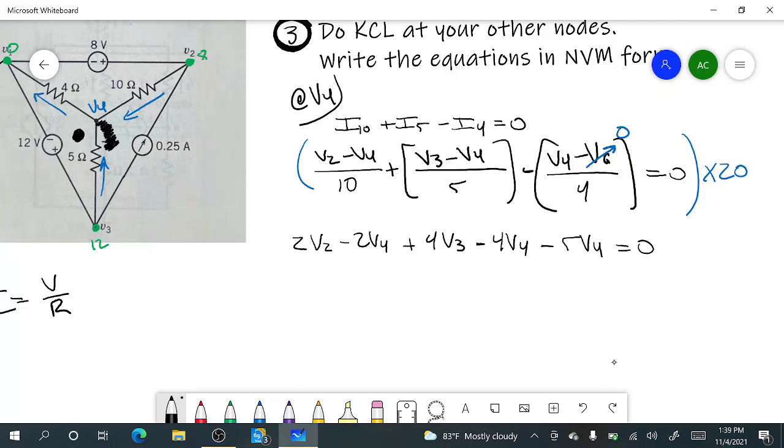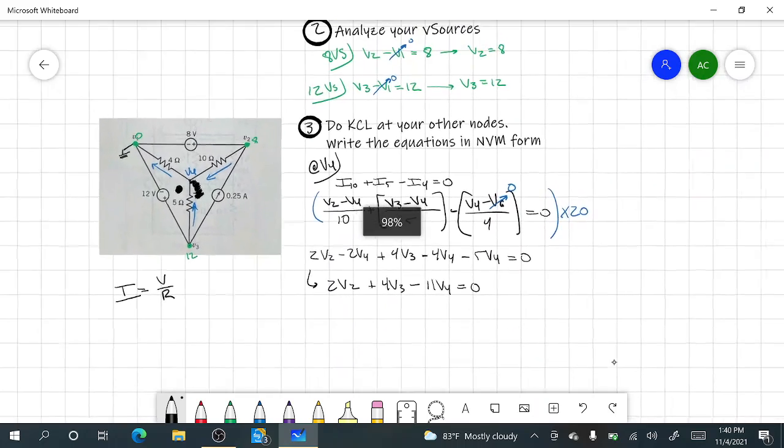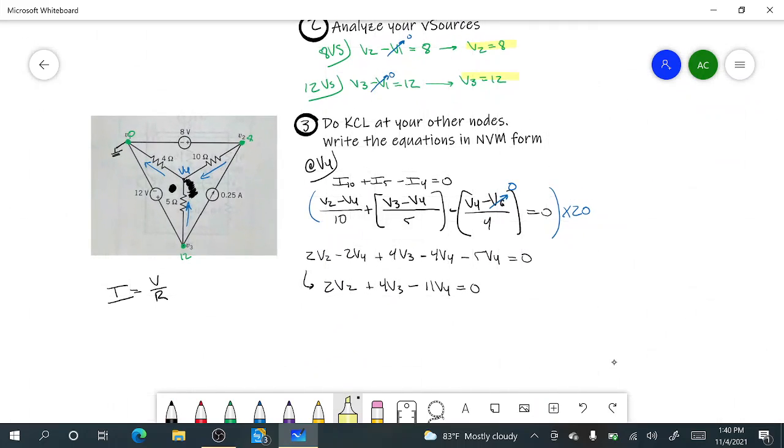So now I have an equation that has V2, V3, V4. I just combine my like terms. 2V2 plus 4V3 minus 11V4 equals 0. I happen to already know V2 and V3. So that's convenient. So I'm going to plug those in. So 2 times V2 was 8. And then plus 4 times V3 was 12. Equals 11V4. So what I'll do is I'll just divide both sides by 11. And that'll solve for V4.